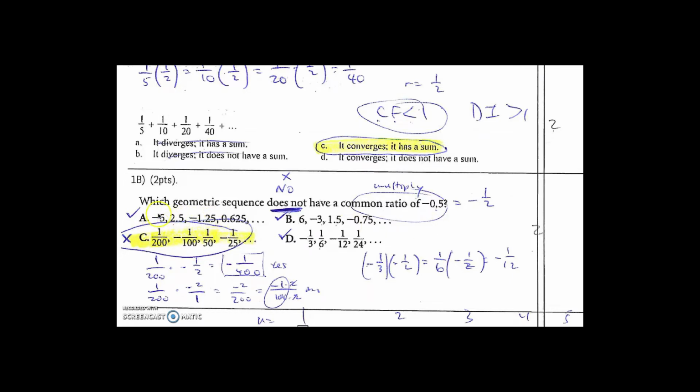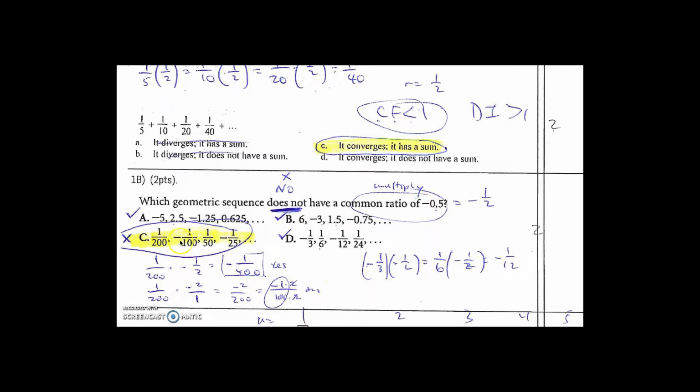Divided by -2 is basically multiplying by -1/2. So if you just take in your calculator -5 times -0.5, you'll get 2.5. 2.5 times -0.5 gives -1.25, and so on. Same thing here. 6 times -1/2 gives you -6/2, which is -3. -3 times -1/2 gives you +3/2, which is 1.5, so that works. Same thing here. You are multiplying by -1/2.